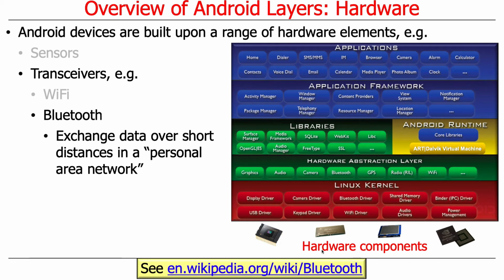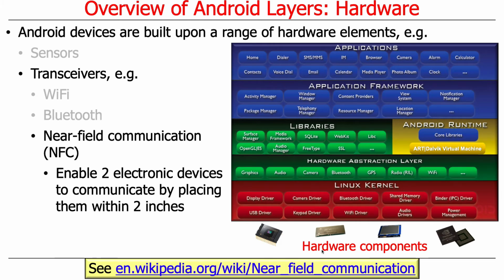There's Bluetooth, which is used to, as you probably know, have short personal area communication between, say, you and the speakers in your head, or maybe your laptop or something else. You can use it as a wireless modem, so it's meant for short exchanges. Something called near-field communication, which is really close together.